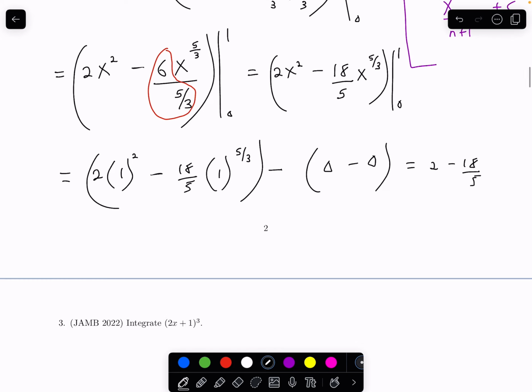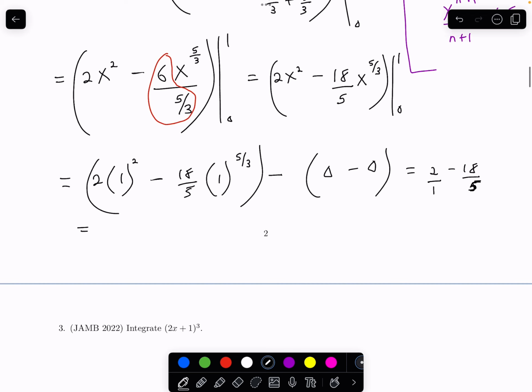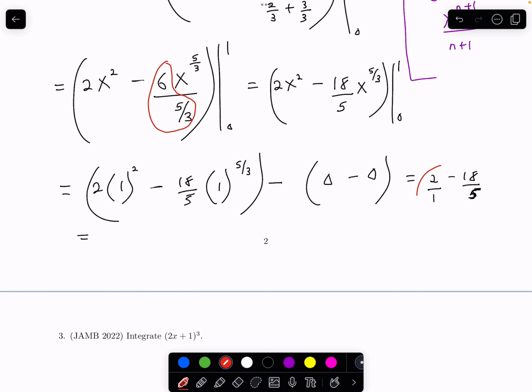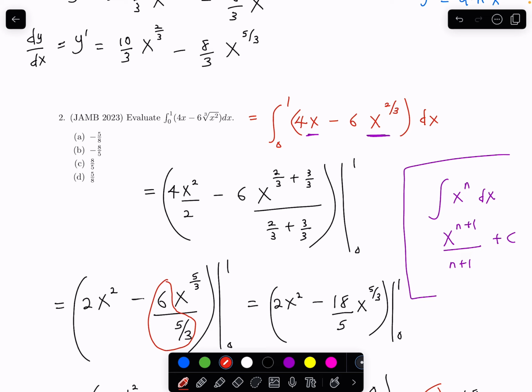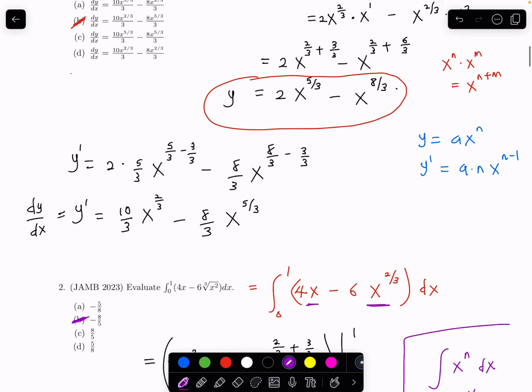To simplify this, I want to make the denominators the same, because this is 2 over 1. So I'm going to multiply top and bottom by 5. So I have 10 over 5 minus 18 over 5, and this is just going to give me minus 8 over 5. And that's the solution to that integral. So if you check the options, the answer is just going to be B. Wow. See, the first one was B. The second one was also B.